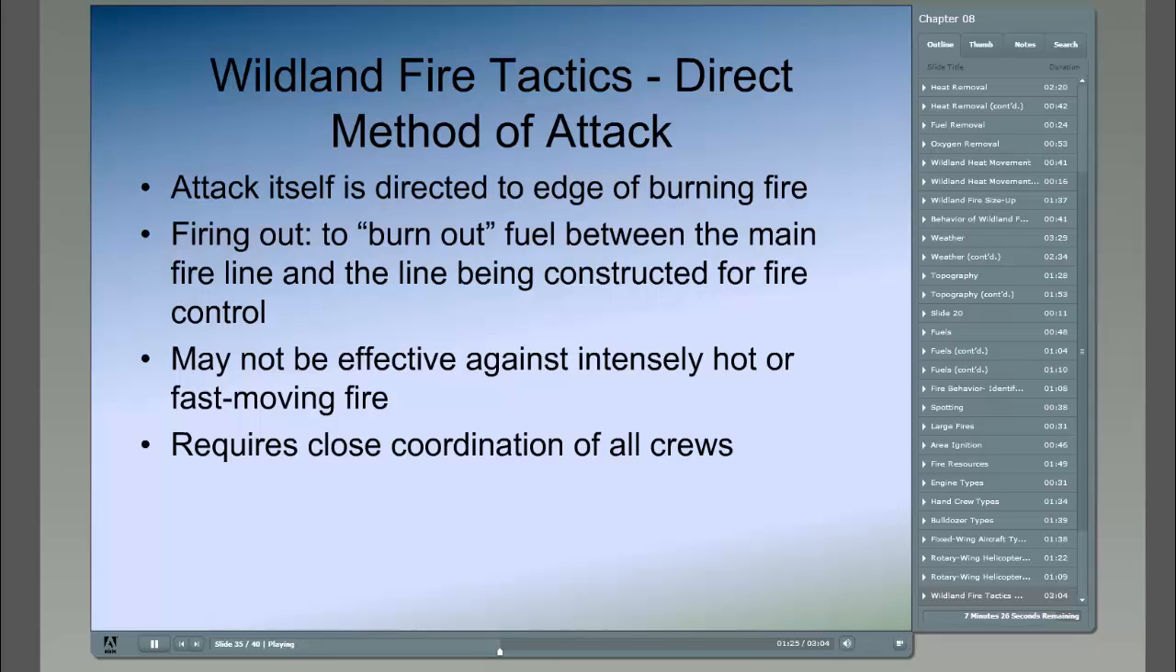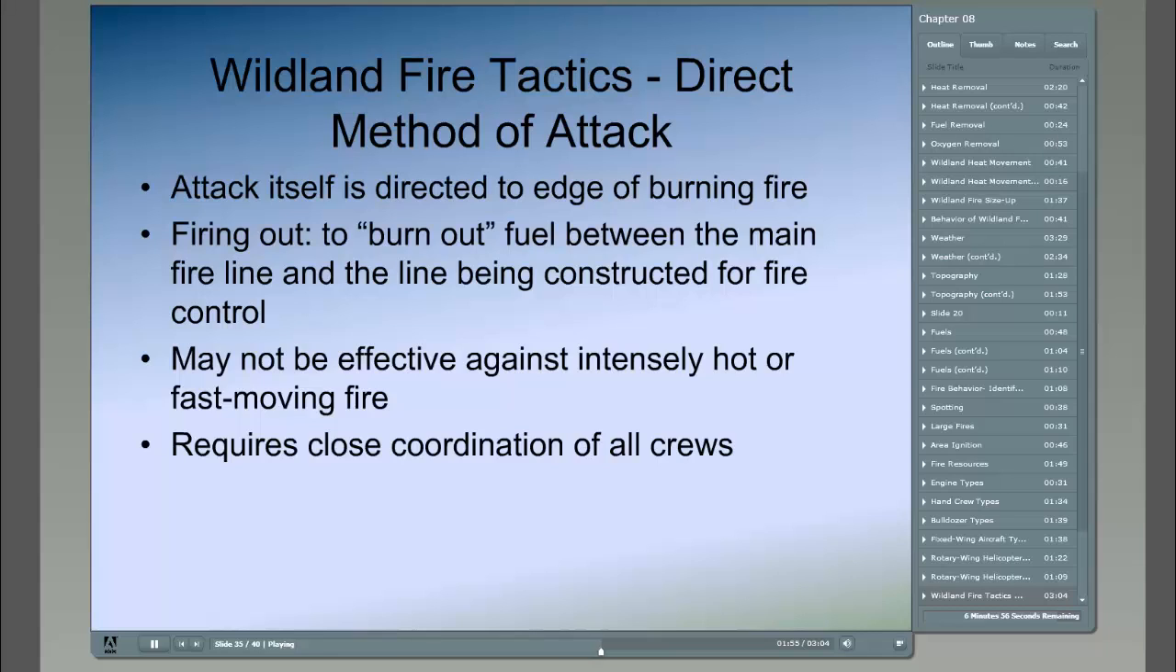Another advantage of the direct attack is that it holds the fire to a minimum acreage by taking advantage of the line portions that have not burned due to the lack of fuel or poor burning conditions. Other positive aspects include the fire being controlled more quickly with less loss of wildland resources than a backfire would require, and firefighters are able to use the black area to escape if necessary.